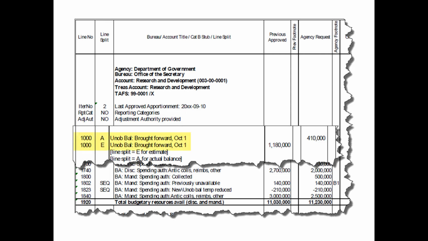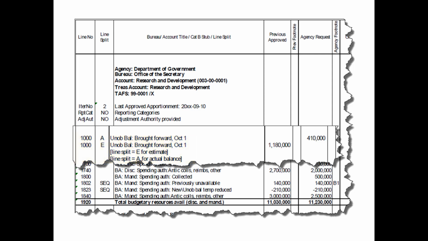Fourth, line 1000. Line 1000 requires a line split for several potential reasons. This line is used to reflect unobligated balances brought forward in no-year and multi-year TAFS. For TAFS that are exclusively discretionary or mandatory, the line split is used to distinguish between estimated and actual balances. Line splits within E identify estimated balances, and line splits within A identify actual balances.